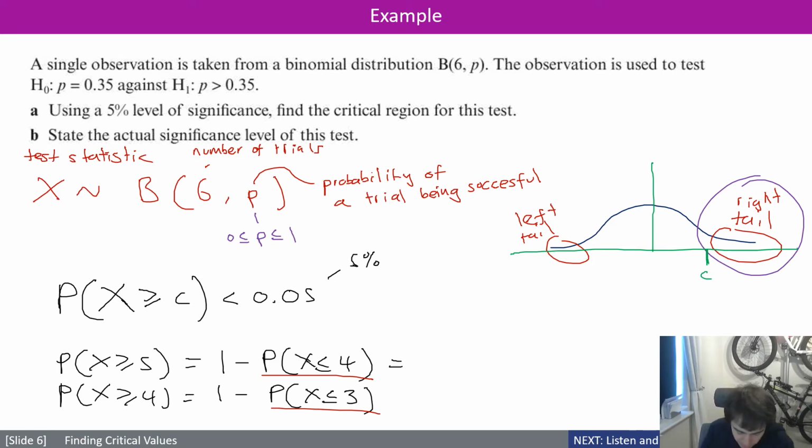Oh, sorry. No, I didn't want to do 5, did I? I wanted to do 4, because I'm doing this part here. So let's do 4. 0.977. So I get 1 minus 0.977.